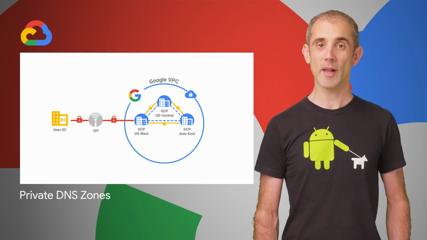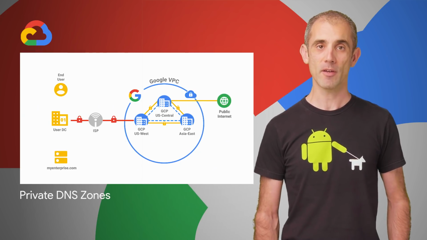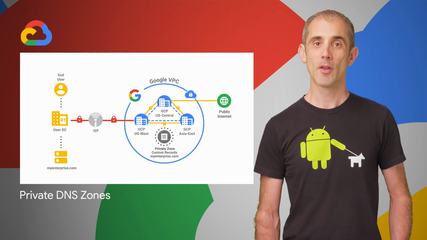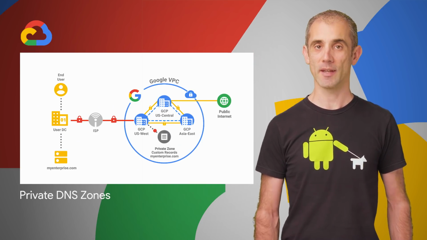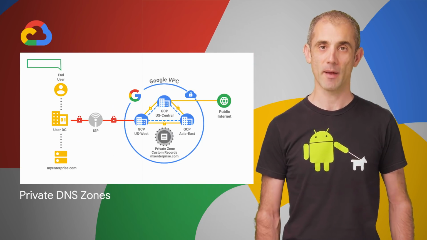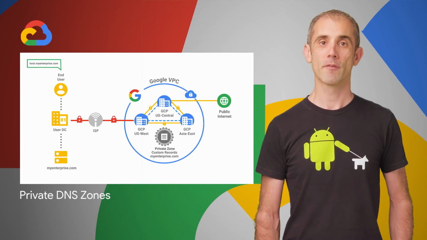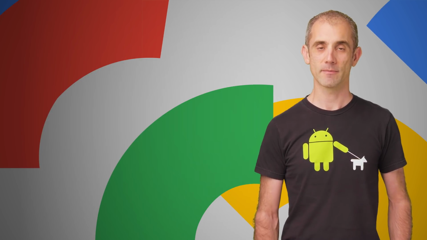You can now use Google Cloud DNS as the authoritative name server to resolve your domains on the internet through public DNS zones, and use private DNS zones to perform internal DNS resolutions for your private GCP networks. Click through to the post for a diagram and a link to the documentation.